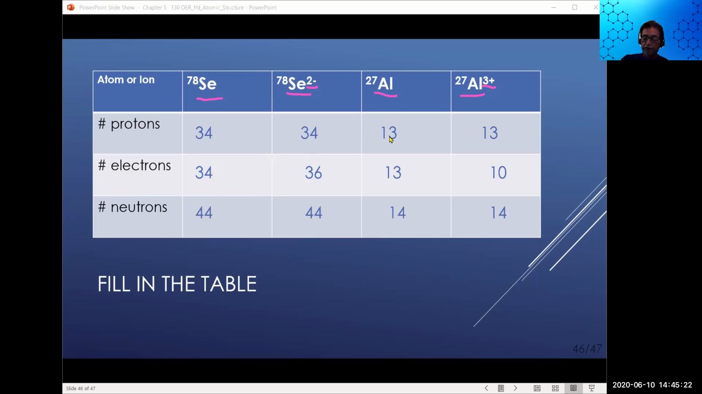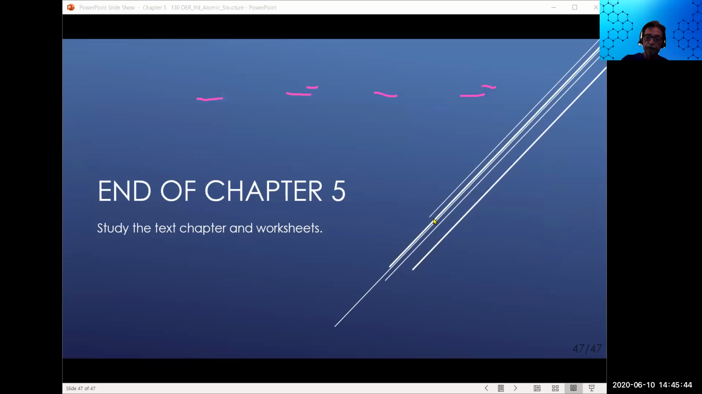Aluminum has 13 protons, whether it is the element or whether it is the ion. It has 13 electrons when it's the element, but it lost 3 electrons when it's the ion. Now it has 10 electrons. And the number of neutrons, obviously, in this case, remains the same. Okay.